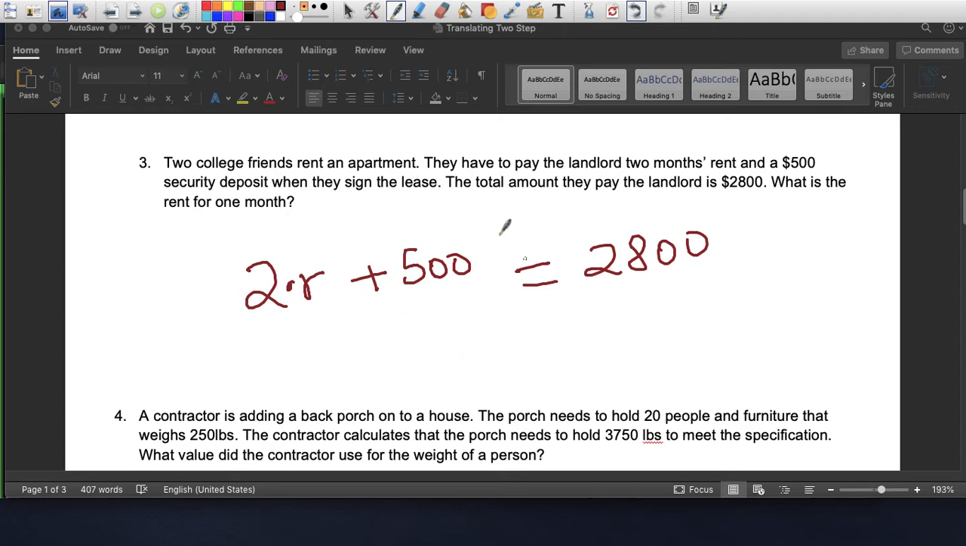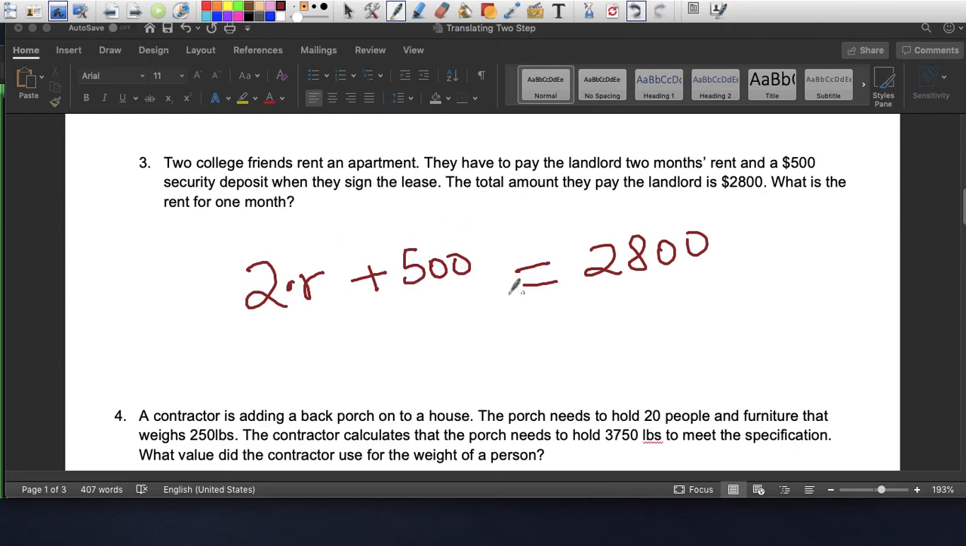Okay, so here's my equation, and I need to know: here's my $500 plus I gave them 2 months rent. This is the 2 months rent. How much rent did you give your landlord? How much is the landlord charging you per month? That's what we're trying to find out.